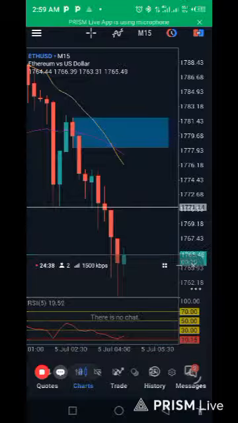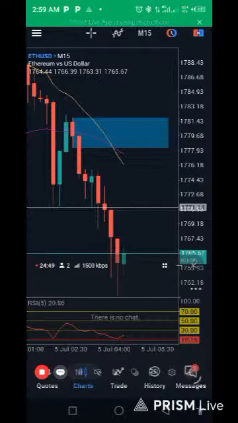Wait for the candle to form first. Then the second candle that follows it, wait for it to break the engulfing candle where the engulfing candle ended. When it breaks it and goes back to retest, then you can enter a trade.